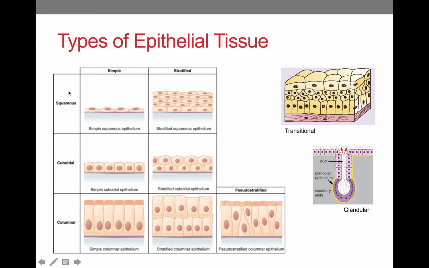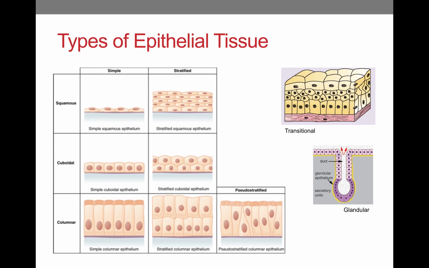So if we look at squamous tissue, we see that these are all roughly tile-shaped. They're thin and flat compared to some of these other types of cells. So the squamous means they're thin and flat. Simple means it's one layer of thin, flat cells. Stratified squamous epithelium is multiple layers of these thin, flat cells. It's the same for cuboidal and for columnar.